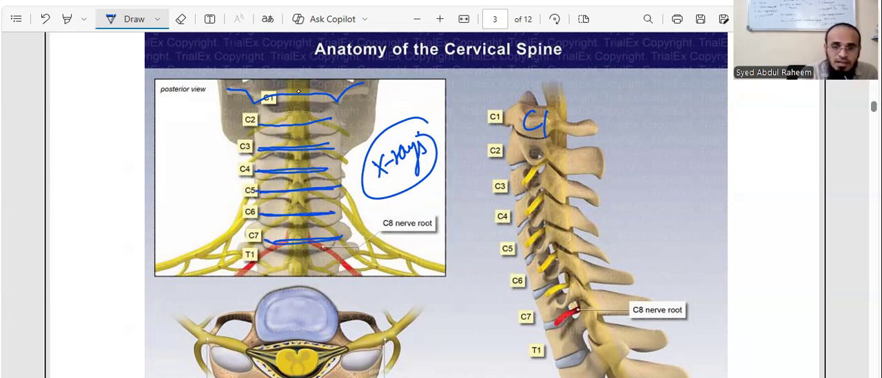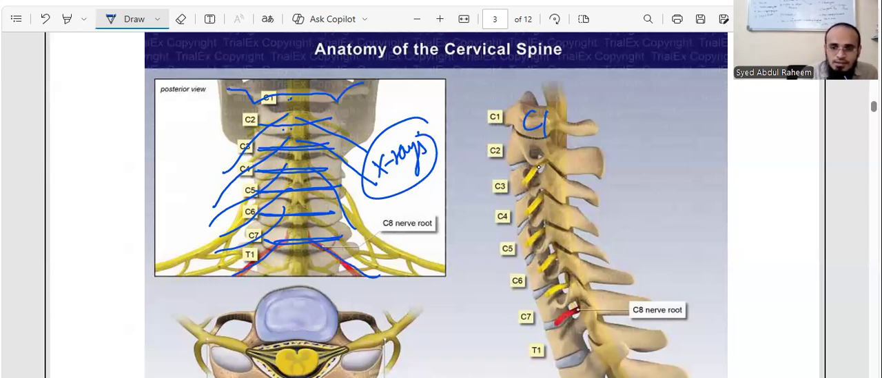C7. Between them, the nerves arise. You can see this is C1. Between C1 and C2, one nerve is going here. Here also one nerve is going. This is going to attach here. This is like this, this is like this, this is like this. Okay.